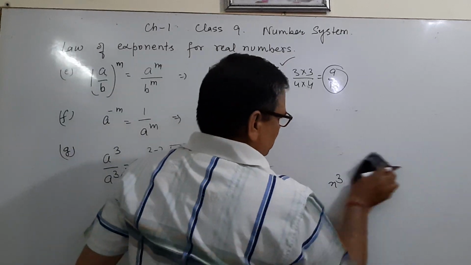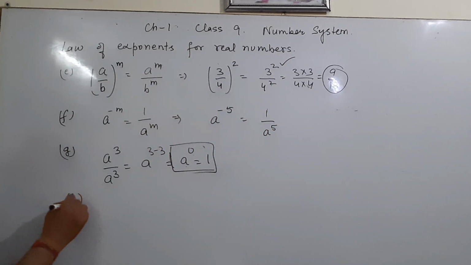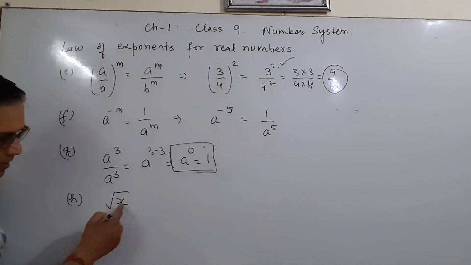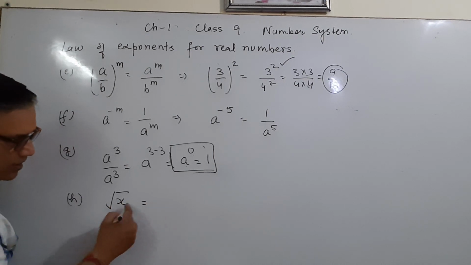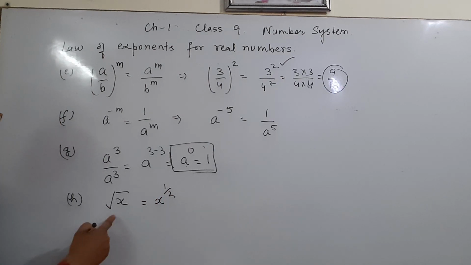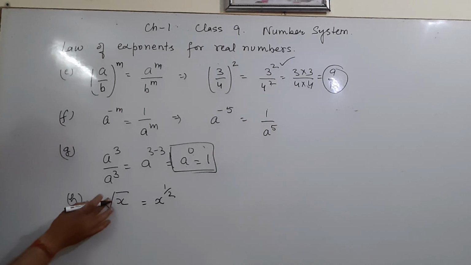And now H. What is the meaning of this one? This is the square root of x. We can write this in what form? x power half. It means it represents 2 here. Root x means here is 2. It is not needed to mention it for the square root.